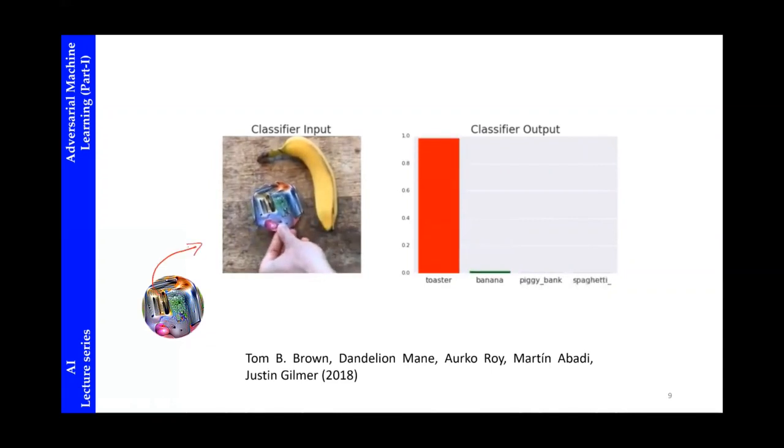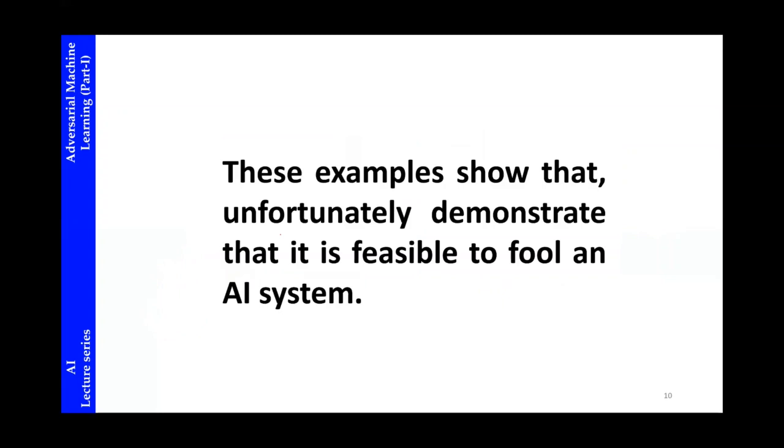And this picture, this hand-engineered stick, is put next to the banana, and it is classified as a toaster. But how could it be? You see that in these examples, unfortunately, AI systems can be deceived simply.